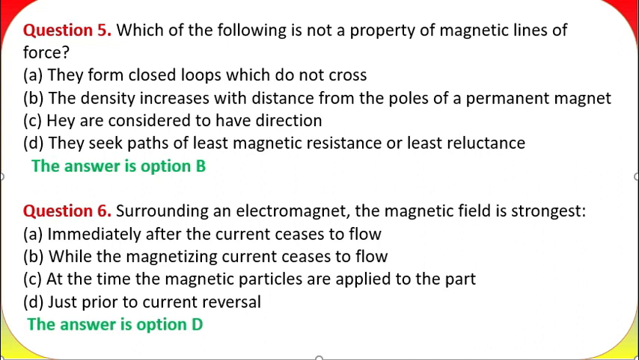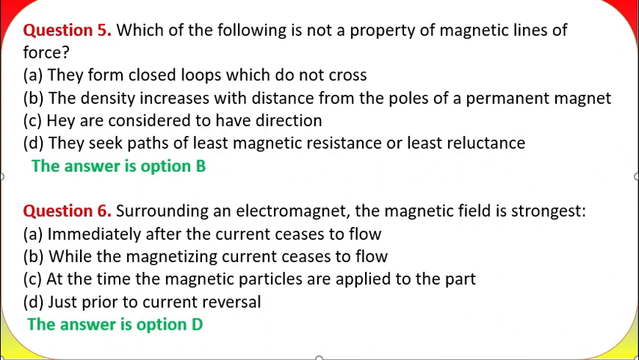Question 5. Which of the following is not a property of magnetic lines of force? A. They form closed loops which do not cross. B. The density increases with distance from the poles of a permanent magnet. C. They are considered to have direction. D. They seek paths of least magnetic resistance or least reluctance. The answer is option B.